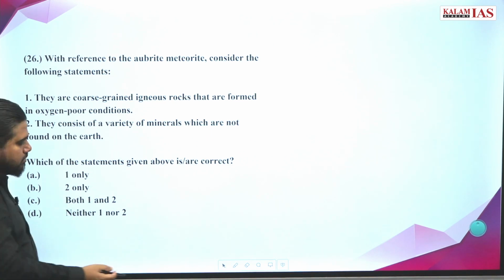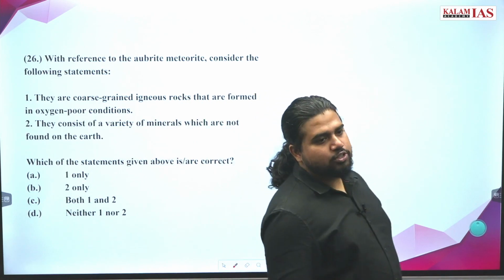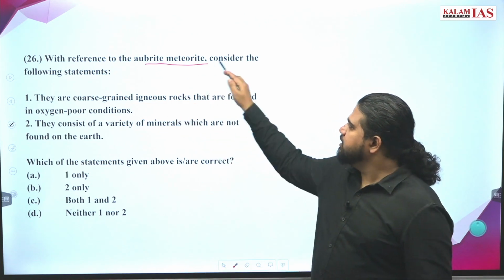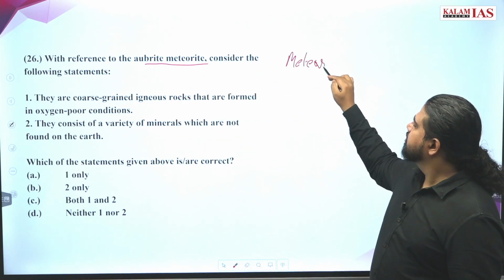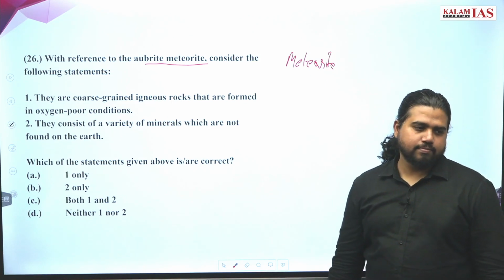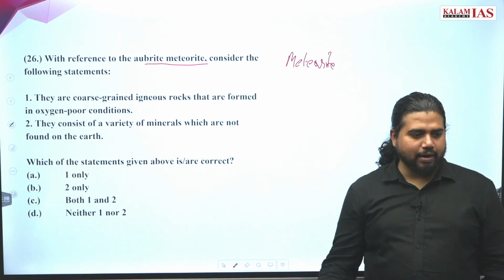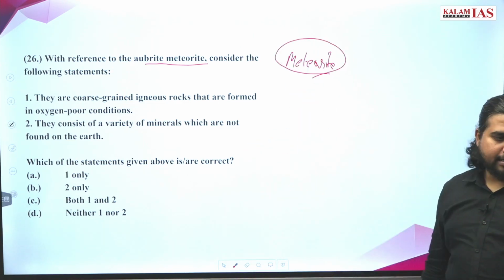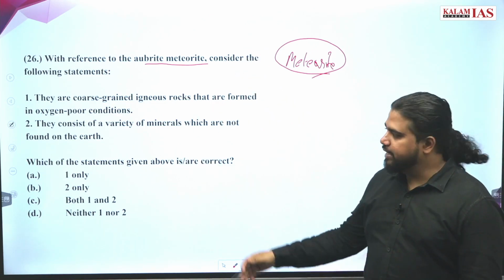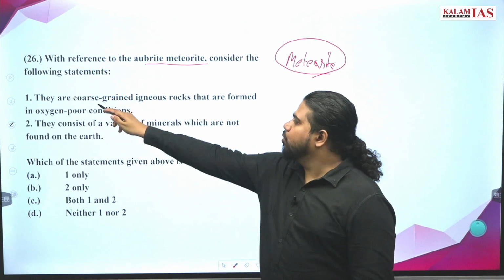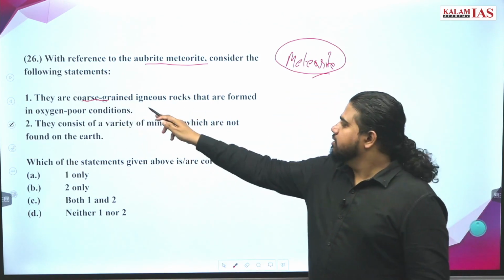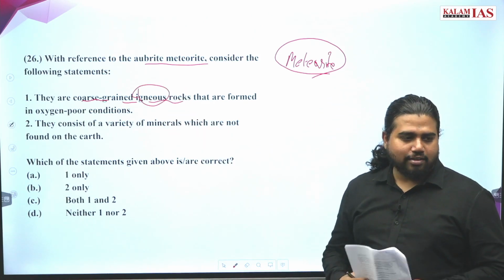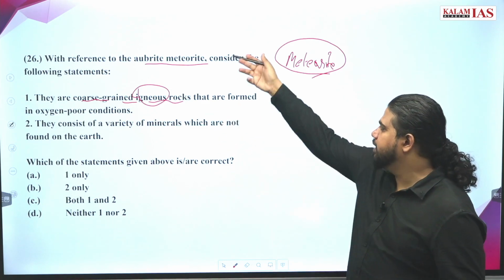What is the answer? What is the Albright meteorite? What is a meteorite exactly? Solar system parts which enter into the Earth's atmosphere and fall on Earth. If it falls on Earth, we call it a meteorite. Now we are speaking about a meteorite, a rock that came from space. They are coarse grained igneous rock. It should be igneous, right? All meteorites will be igneous only. There is no other kind of rock which possibly can be these meteors.